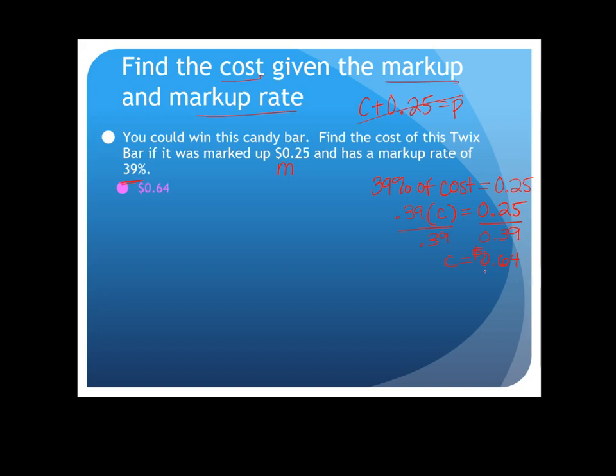I basically took this 25 cents was the markup amount, and I divided it by the markup rate, which I had to first convert to a decimal. So this is basically the formula I used.